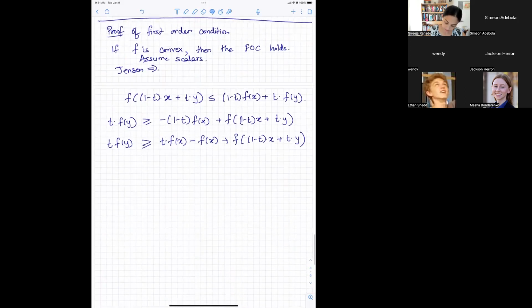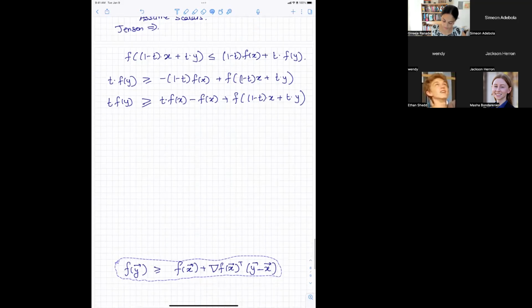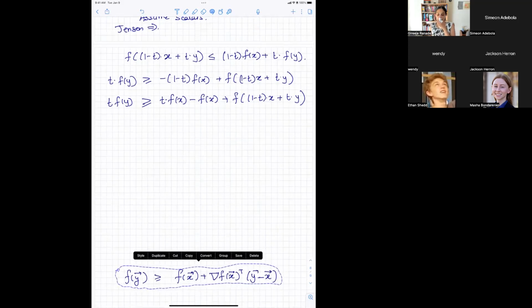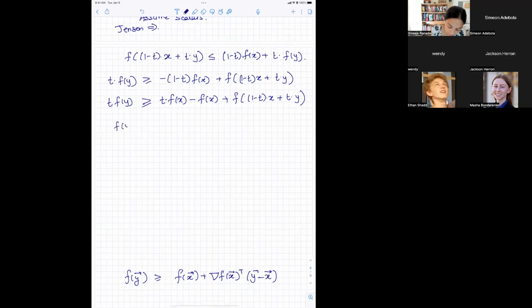Copy, paste. So I'll put it down here. This is what we want to get to, okay? So if I now divide this through by t, I can say that this is f of y greater than or equal to f of x plus 1 over t times f of 1 minus t x plus t times y minus f of x.